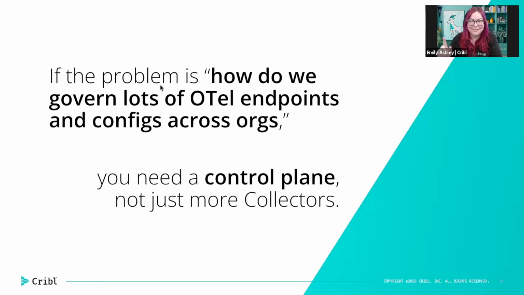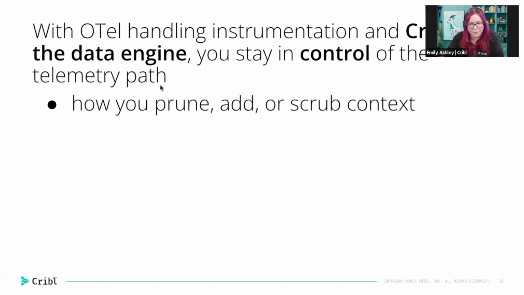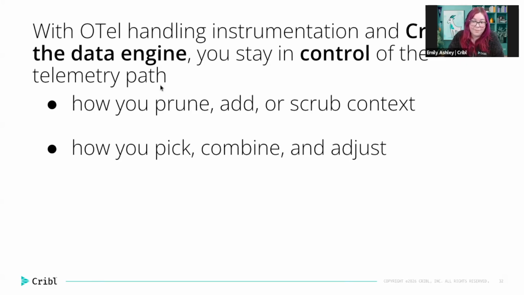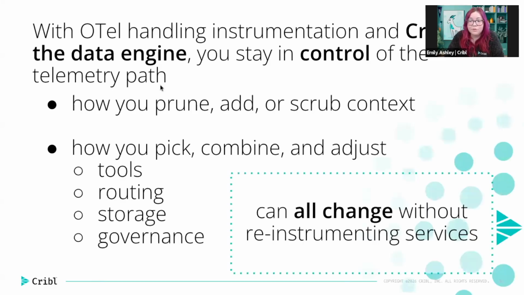As a side note, there was a fun CriblCon talk I need to find on using Edge to update local OTel collector configs, right? So really interesting use cases here on how to use something like Cribl hand in hand with OTel to manage the control plane of how your data is coming. With OTel handling instrumentation and Cribl as the data engine, you stay in control of the telemetry path. So how you prune, add, or scrub context, or even how you pick, combine, and adjust your tools, your routing, your storage strategies, or your data governance for your org, those can all change without having to re-instrument your services.